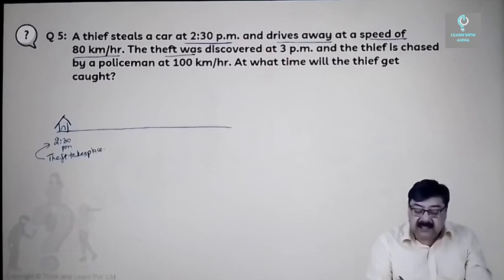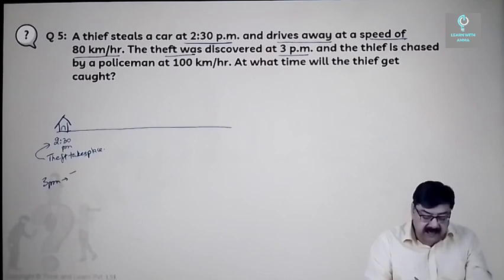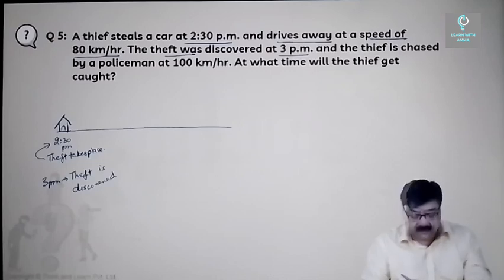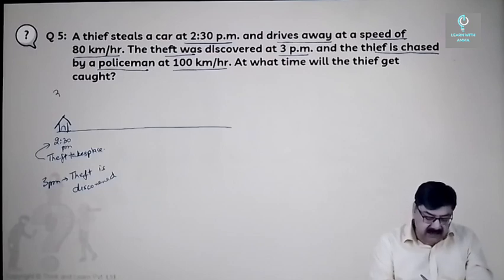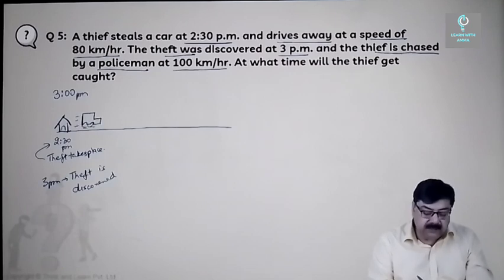Now the theft was discovered at 3 p.m. Now 3 p.m. is the time at which theft is discovered and the thief is chased by a policeman at 100 km per hour. Now let us say right now the time is 3 p.m. What's happening? Now here, let us say this is a gypsy and the policeman has started chasing the thief at a speed of 100 km per hour.